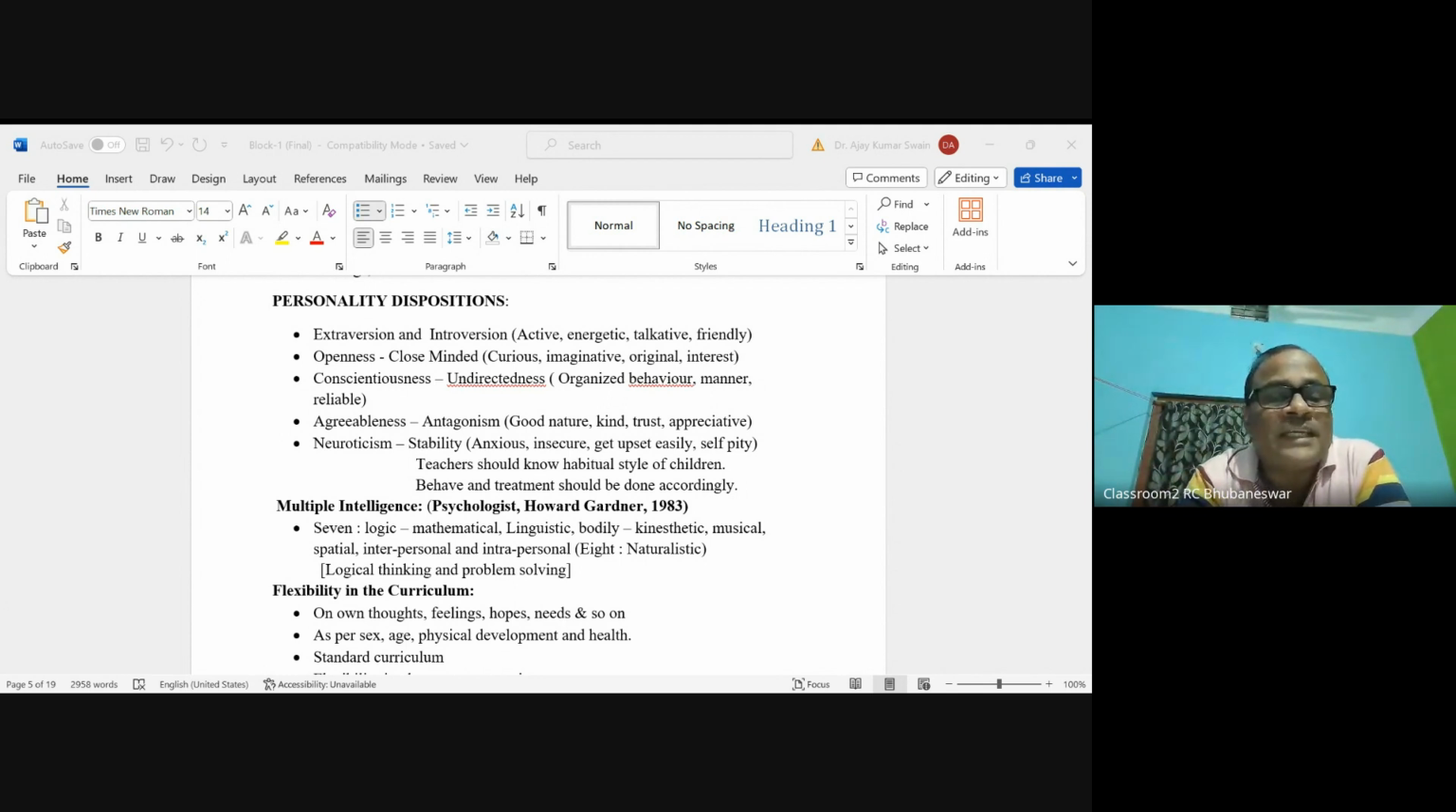Then another is multiple intelligence. Like psychologist Howard Gardner, 1983, he first brought this idea that is multiple intelligence. It is related to 7, like logical mathematical, linguistic, bodily kinesthetic, musical, spatial, interpersonal, intrapersonal.